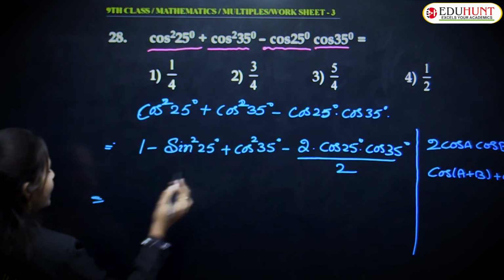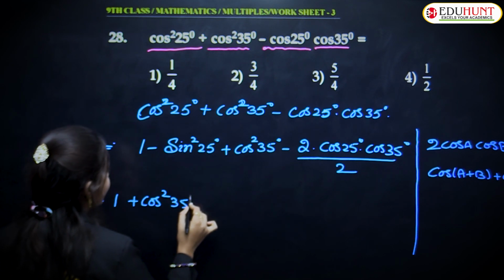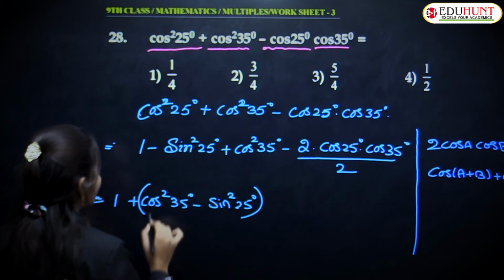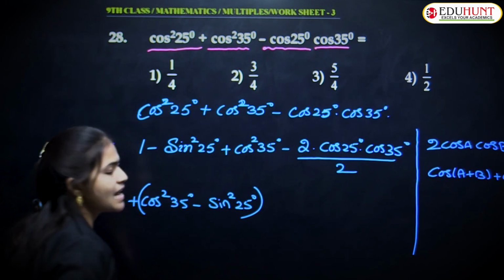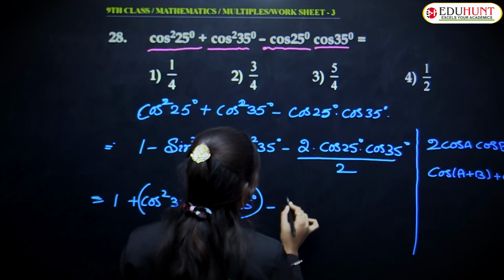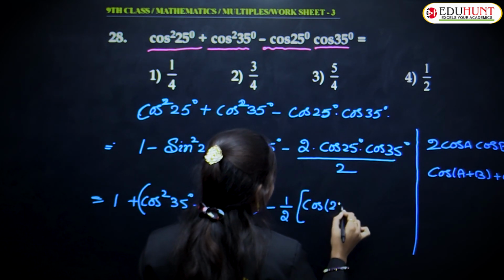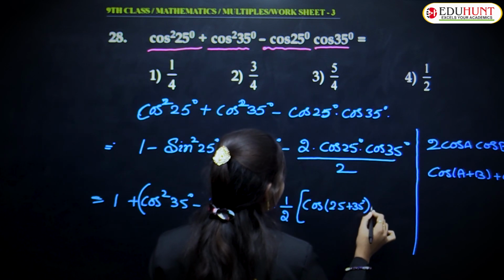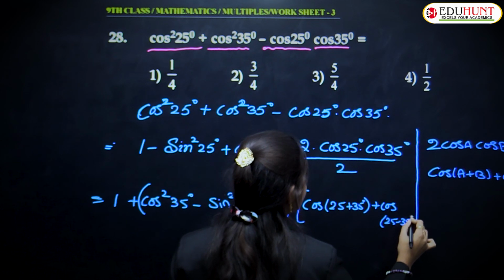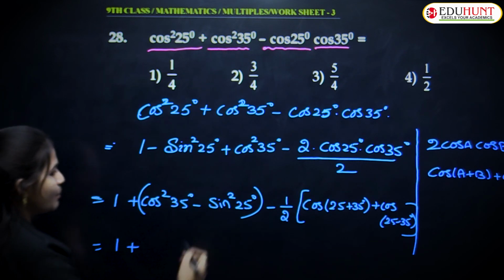So from this we can write this as 1 plus cos square 35 degrees minus sin square 25 degrees. I want to take together these two, cos square 35 degrees and sin square 25 degrees. Minus, this is in the form of cos of A plus B, so 1 by 2 into cos of 25 plus 35 degrees plus cos of 25 minus 35 degrees, brackets closed.